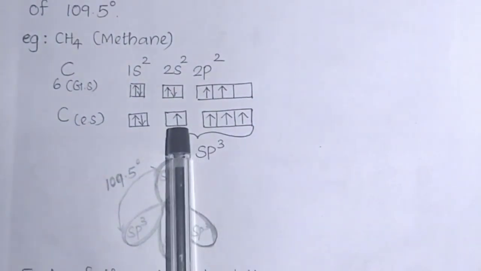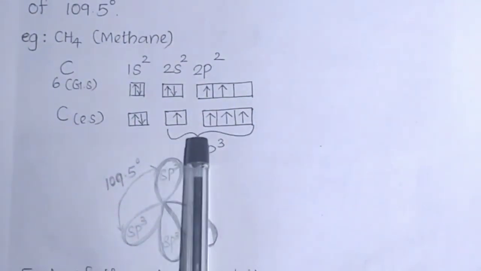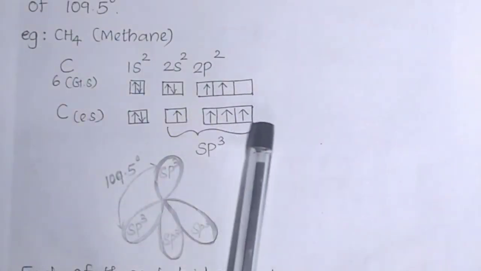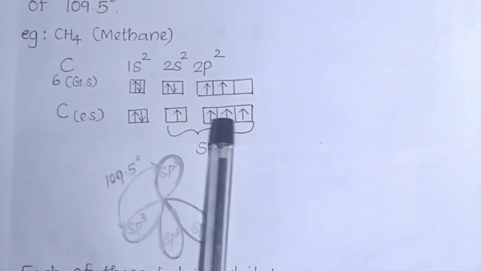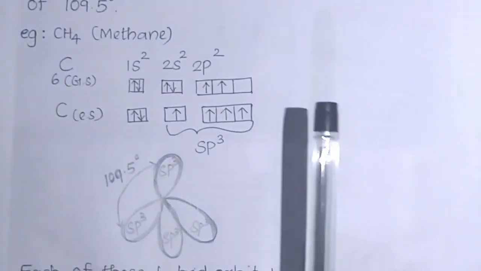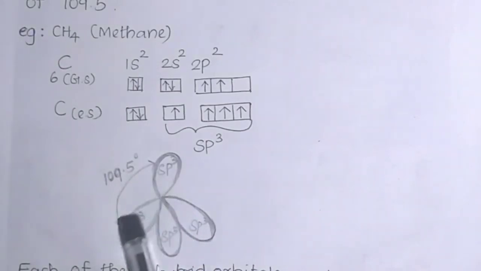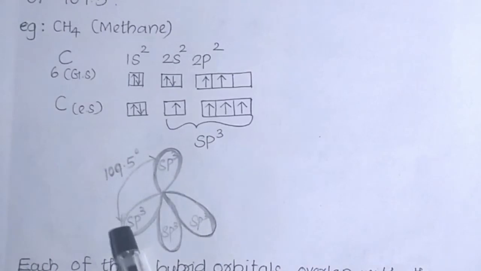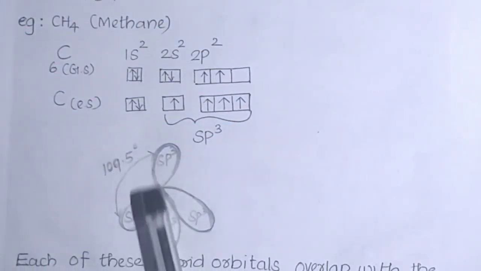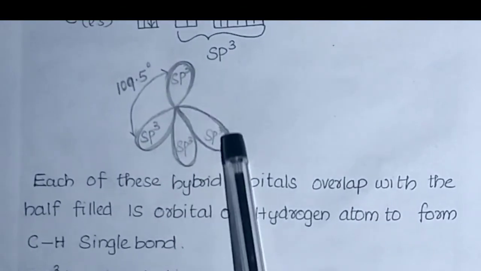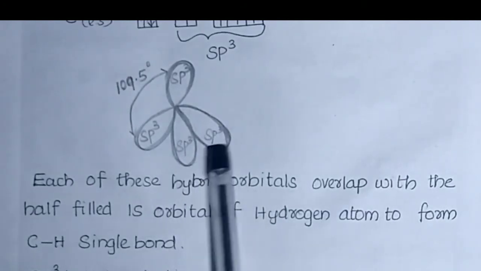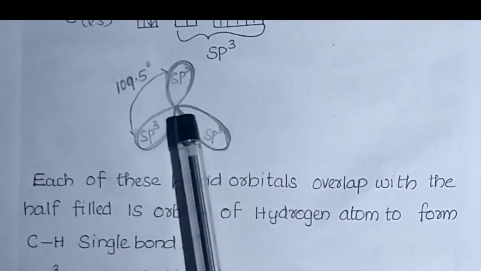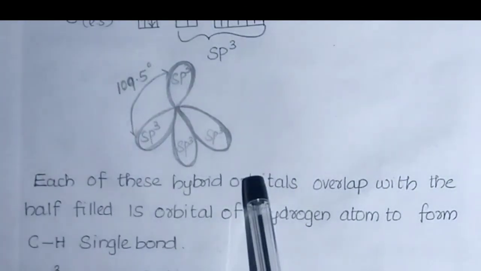Then here one s and three p orbitals are mixed up to form sp3 hybrid orbitals. 4 hybrid orbitals are produced: 1, 2, 3, 4. These are sp3, sp3, sp3, sp3, arranged at the corners of a tetrahedron with the angle 109.5 degrees. The 4 sp3 hybrid orbitals overlap with the 1s orbitals of 4 hydrogen atoms to form 4 carbon hydrogen single bonds.